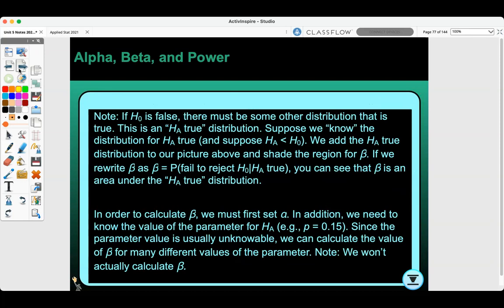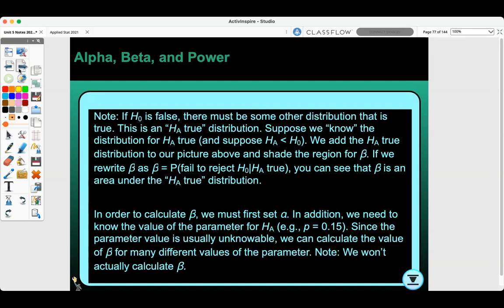So note, if our null hypothesis is false, there must be some other distribution that is true. This is the alternative hypothesis true distribution, which was the bottom one that we drew. Suppose we know the distribution for our alternative hypothesis is true, and suppose that we know our alternative hypothesis is less than our null hypothesis, which I illustrated in those pictures. We add the alternative hypothesis true distribution to our picture above and shade the region for beta. If we rewrite beta as the probability of fail to reject the null hypothesis when the alternative is true, you can see that beta is an area under the alternative hypothesis true distribution.